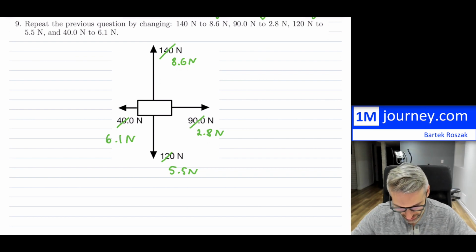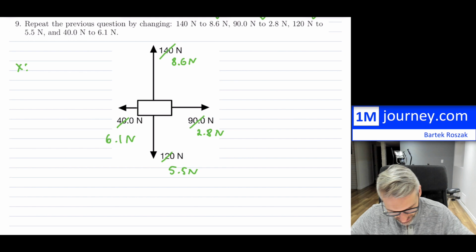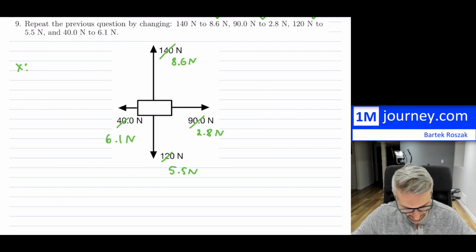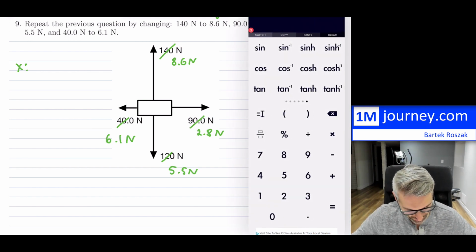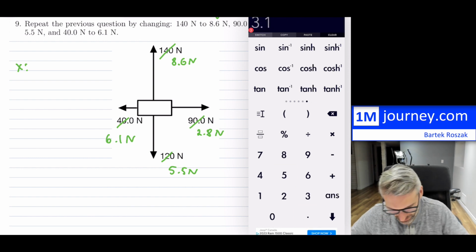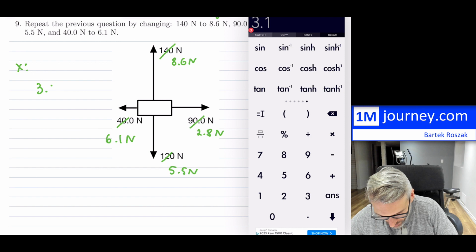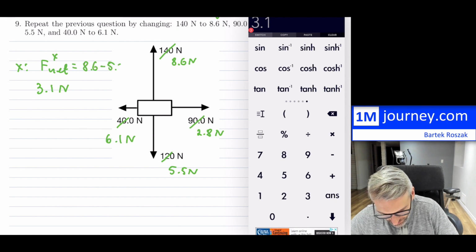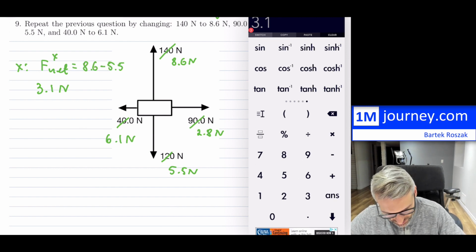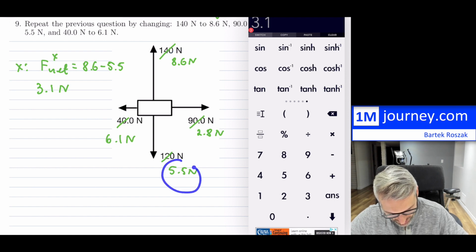So if you're going to do that, you're going to have the x component. My x component is going to be, if we do this, 8.6 minus 5.5. So we have 3.1 newtons. That's the net force in the x, which was 8.6 minus 5.5. So that is just those two forces.